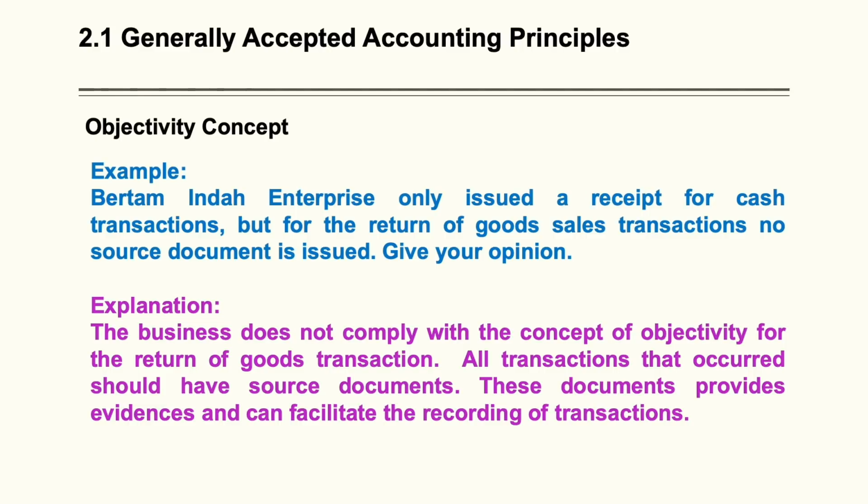So come again, based on the objectivity concept, the business does not comply with the concept of objectivity for the returns of goods transaction. So bear in mind, according to this concept, all the transactions that occur should have a source document. This document provides evidence and can facilitate the recording of transactions.